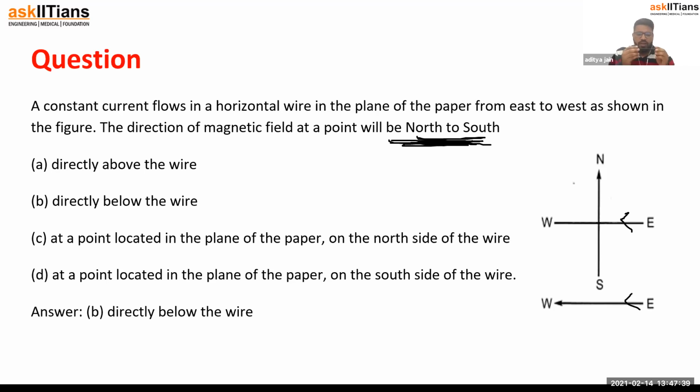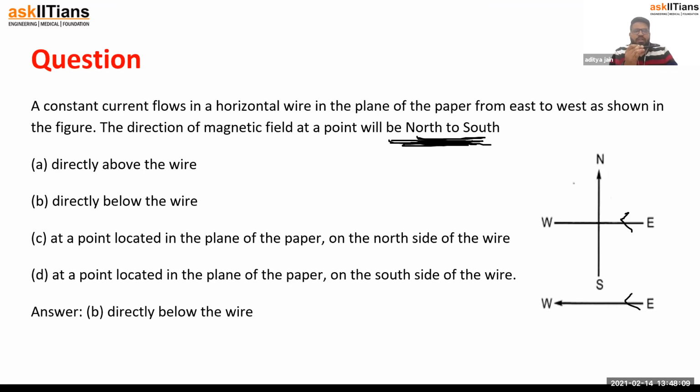If I explain again, this is east, this is west. If it is acting on a horizontal plane, then this will be north towards you, and south towards me. So north to south represents like this. If I curl the fingers, this was the direction of the thumb. If I curl my fingers, sorry, north towards you, now it is going north, and from north it is going towards me, south.